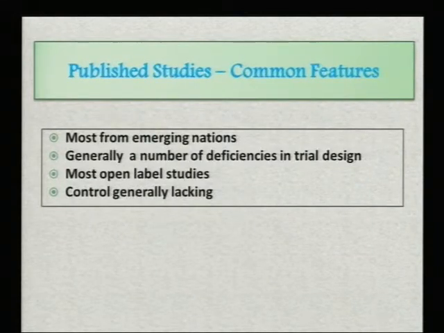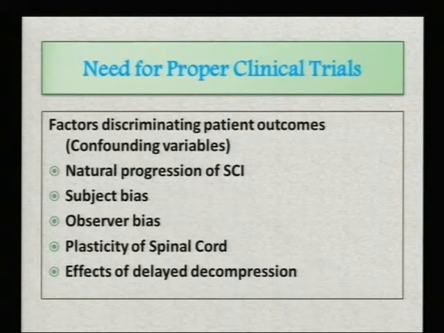If we were to see the common features amongst all publications, most are from emerging countries. Generally, there are a number of deficiencies in trial design. Most are open label studies, and generally a control is lacking. In the few studies which were properly done, like the other study from Alan McKesson and our studies, no clinical efficacy could be demonstrated. Now, why is there this difference?